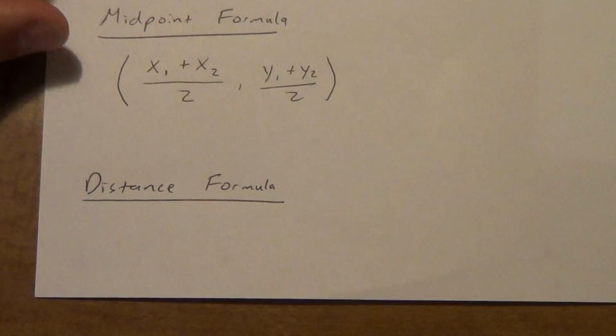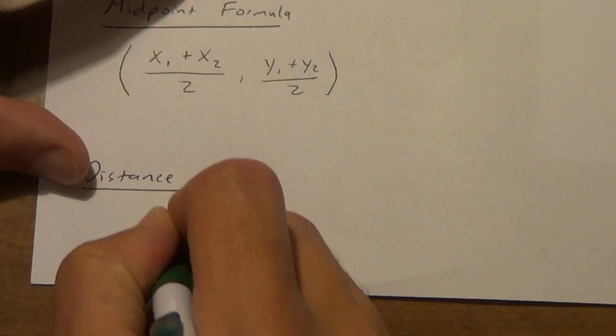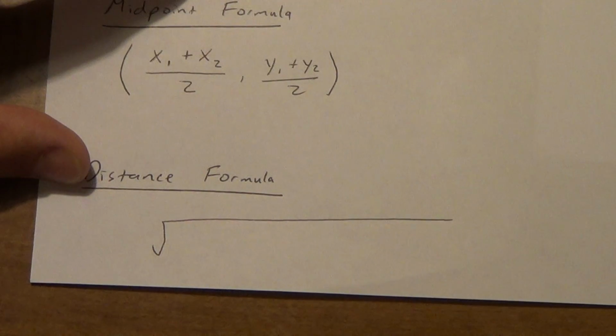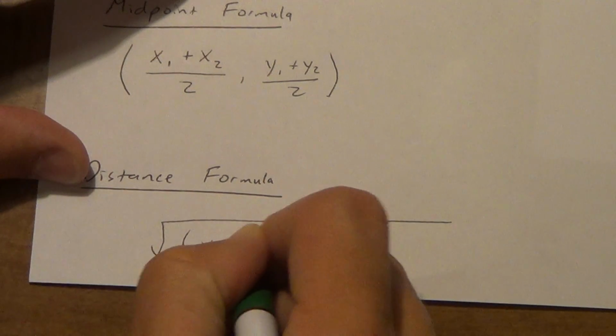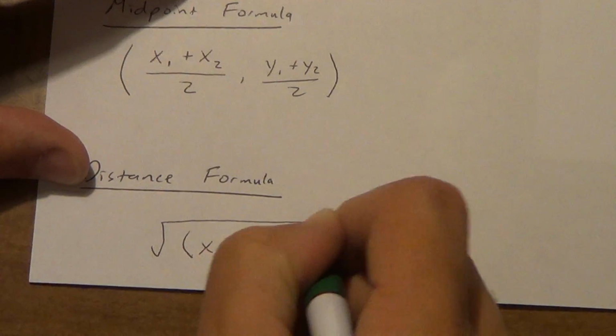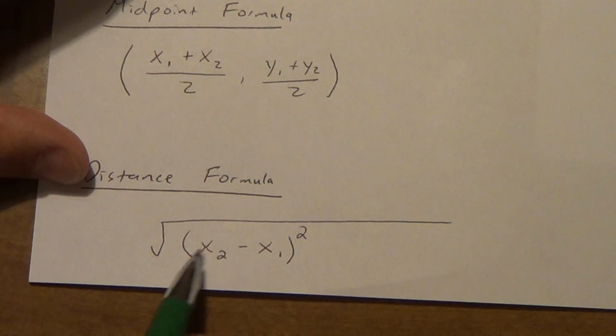All right? Next, shifting gears. We're going to go to the distance formula. Okay? Here's what the distance formula says. This is the last thing, and then we're going to do some examples with it. So the distance formula is a big square root, like that. I'm going to start off with x sub 2 minus x sub 1, and then there is a squared right there.